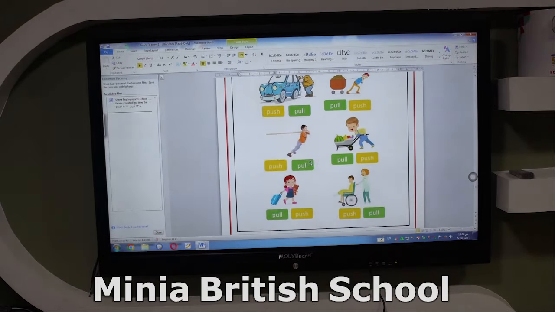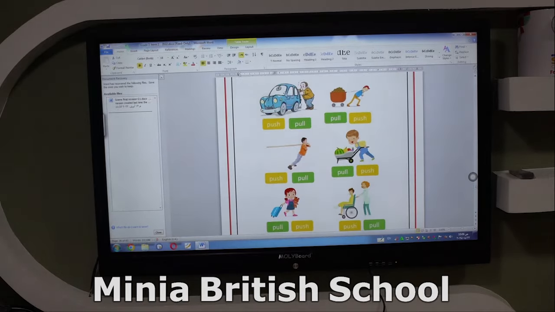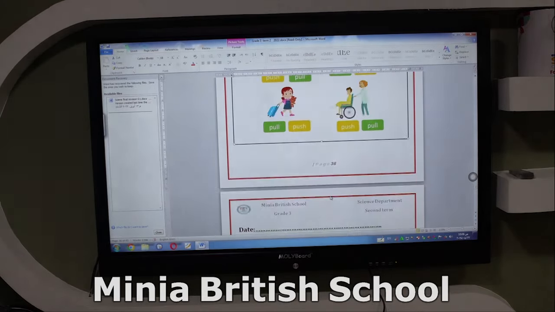So we can answer these questions in this picture. Here, it's push. Pull. What about this? Pull towards. Push away. Push away. Pull towards.